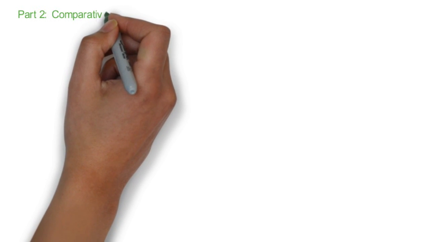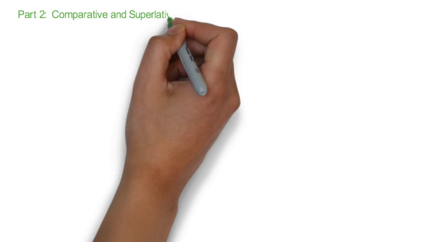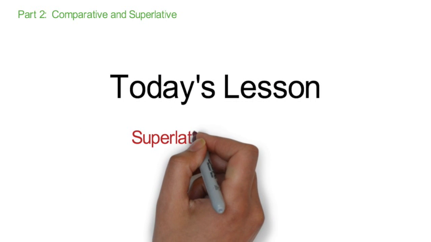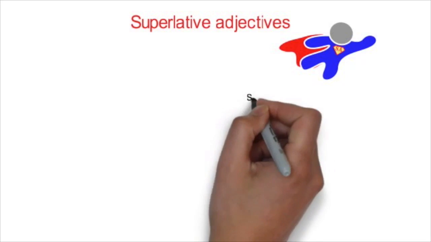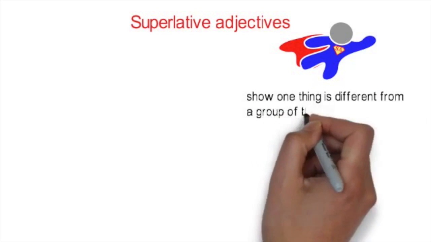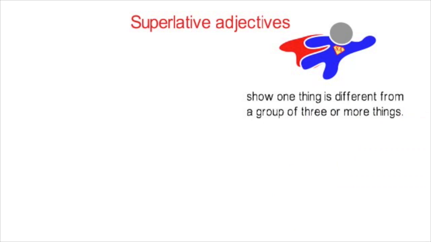This is part two of the comparative and superlative adjectives. In part one, we looked at comparative adjectives. Today, we will focus on superlative adjectives. Superlative adjectives show how one thing is different from all the other things in the group.